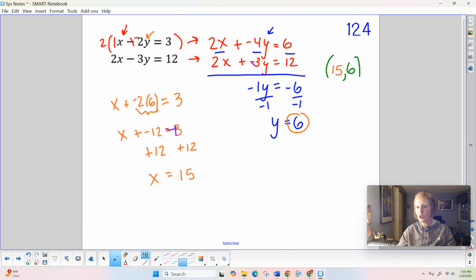So there are my two numbers, my x and my y. Again, I can go to my calculator using my two numbers and plug them into my second equation. 2 times 15 is 30, minus 3 times 6 is 18, and 30 minus 18 does equal 12, so I know I have the right answer. Okay, let's check out the next problem.